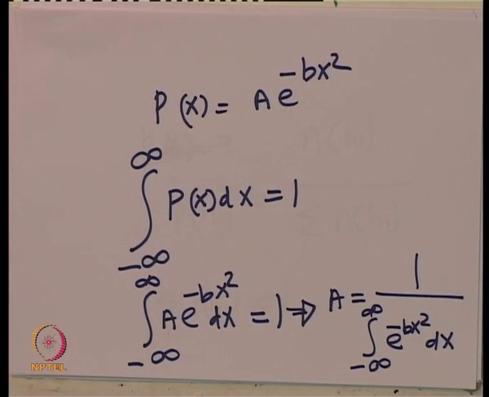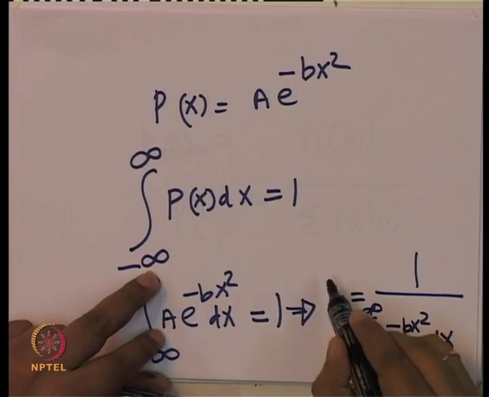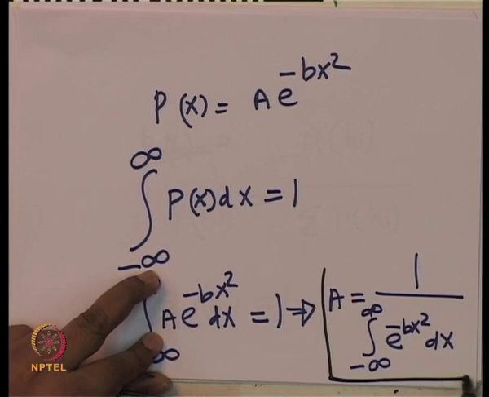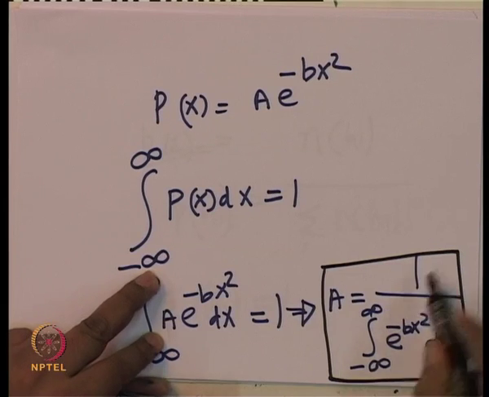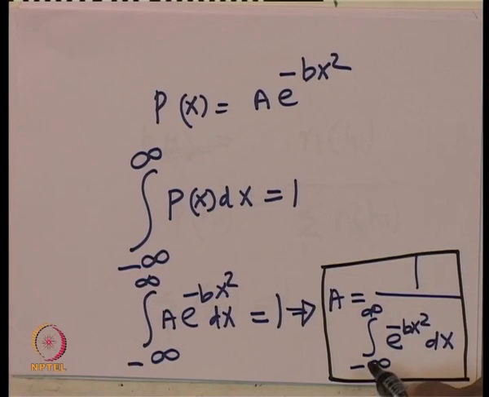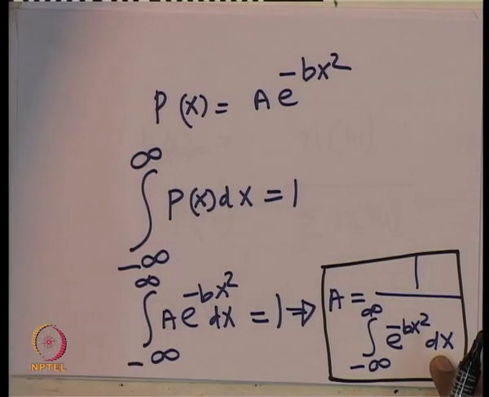So, just by knowing the integral of this function, we get A. A is 1 over the integral from minus infinity to infinity of e power minus b x square dx. This is A. Now, how do we calculate this integral? What is the value of this integral? Let us quickly find out.